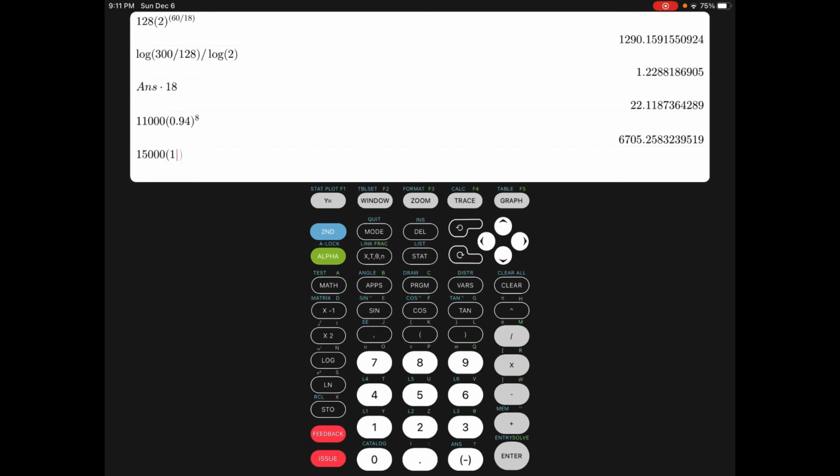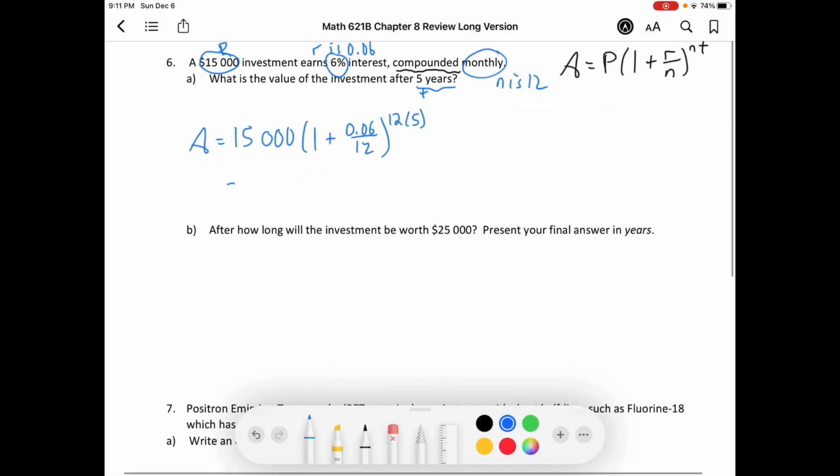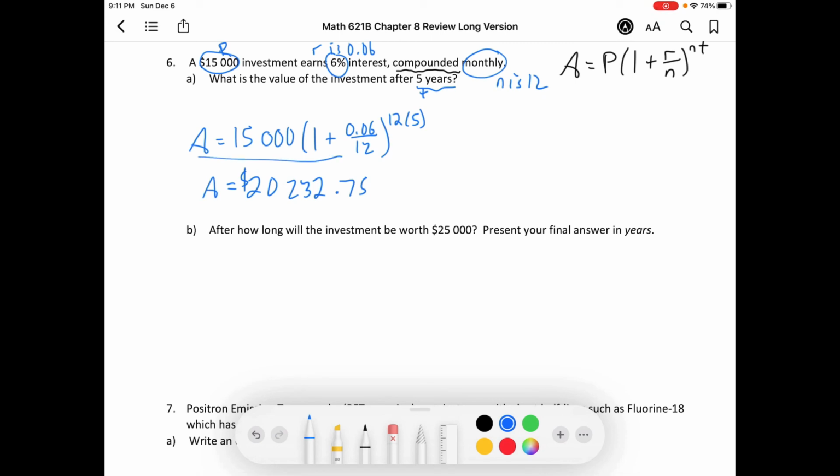So 15,000 times 1 plus 0.06 divided by 12. Okay, and this is all to the power of, I'm going to use brackets just to be paranoid. If I put in 5 times 12, I would really rather just put in 60 there. I put it in carefully enough that everything worked out. $20,232.75. And of course, the actual answers are in the answer key and worked solutions as well.